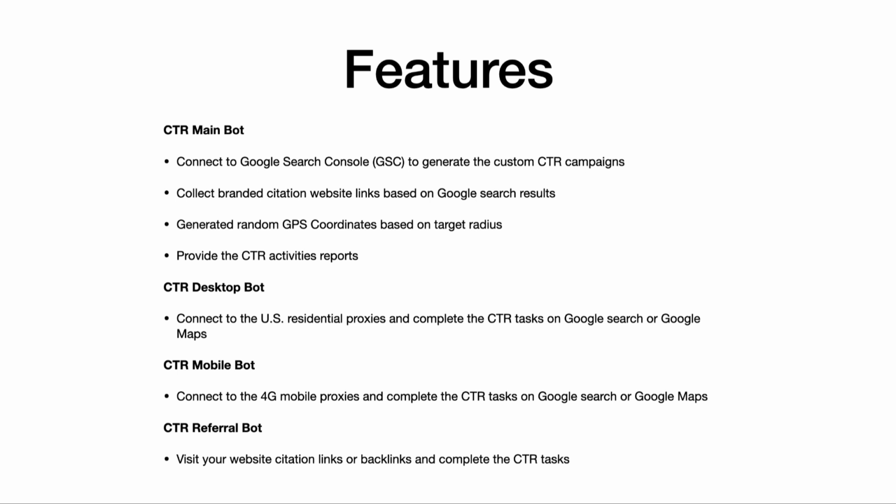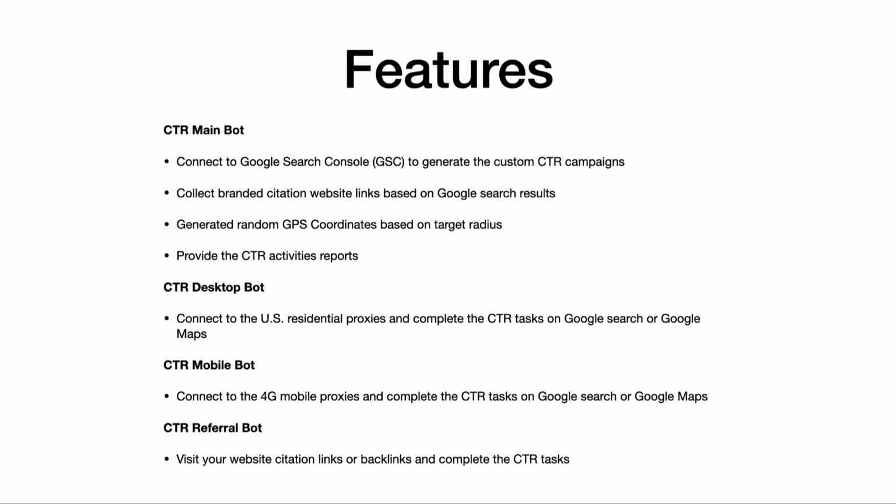This is the main bot that connects to your Google Search Console every time and generates a custom CTR campaign based on the keyword, impressions, and the CTR from your Google Search Console reports. After that, it will also collect brand citation website links based on the Google search results. If you have any backlinks you can export from Ahrefs or SEMrush, you can also add them to the campaign.